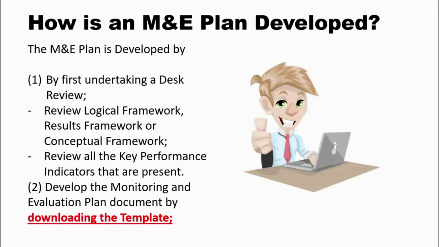Okay, so now let's get into the nitty-gritties. How is an M&D plan developed? The thing is this. Every project has a cycle. You've got the planning, the implementation, the monitoring, then correction and feedback. That's the project cycle. The M&D plan is developed at the planning stage.